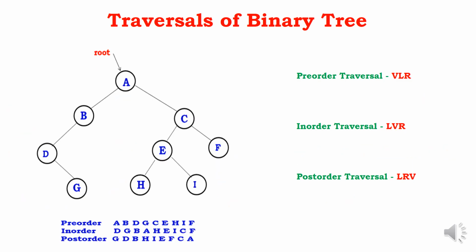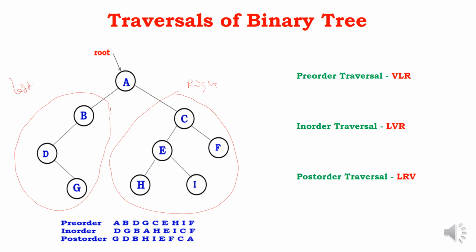Then traversal of a binary tree with another example. So here there is a binary tree. A is the root node. A has a left binary tree and A has a right binary tree. Pre-order, in-order, post-order. Pre-order means visit root node, traverse the left subtree in pre-order, traverse the right subtree in pre-order.